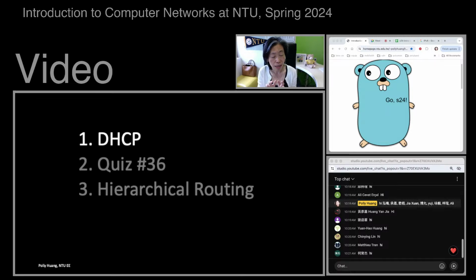All right. Now, in the second part, you will hear a very high-level overview of DHCP. And pay attention, there's a keyword called lease. In a way, when you get an IP address from DHCP, you are not really owning the IP address. You are more like renting an IP address for a period of time.